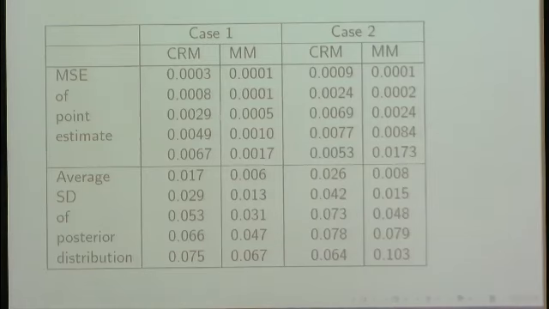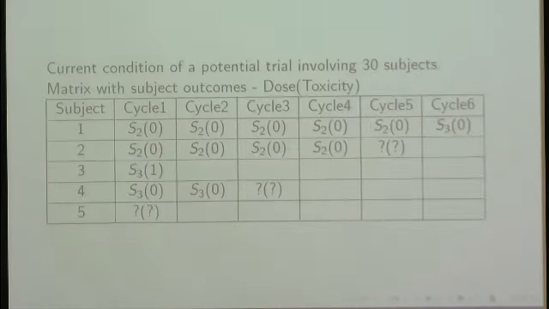You can look at the mean square error of the point estimates across the simulations, and it tends to be smaller for the Markov model than the single variable model. It's not always the case, but usually the case. The posterior standard deviation of those probabilities also tends to be smaller from the Markov model than the CRM model. So there's some potential for gaining efficiency here. This is saying it's worth going forward with this idea.